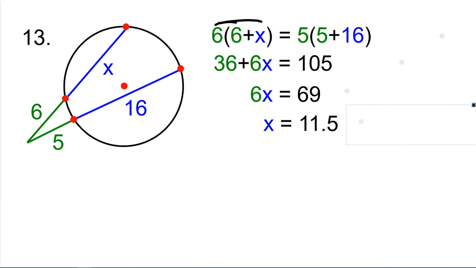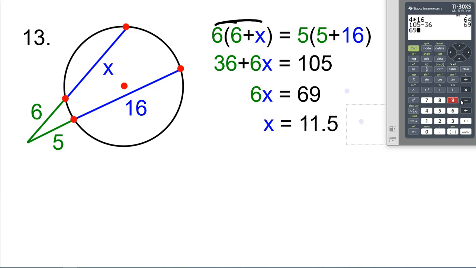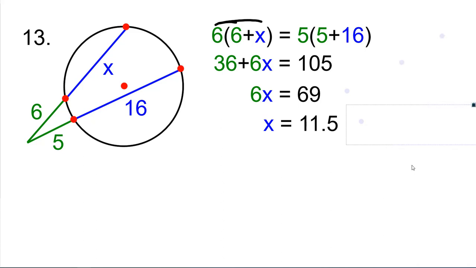You're going to have a decimal there, so we definitely have to put that in the calculator because it doesn't go in evenly. If it was 66, then it would. But so we have 69 divided by 6, which is equal to 11.5. And that should be one of your answers.